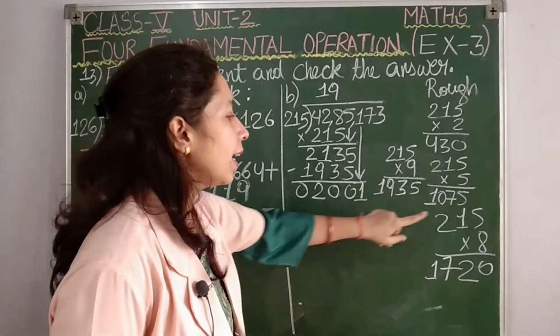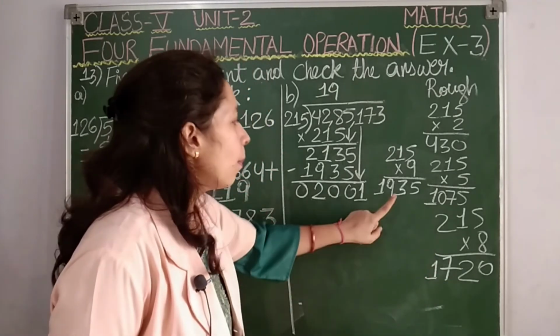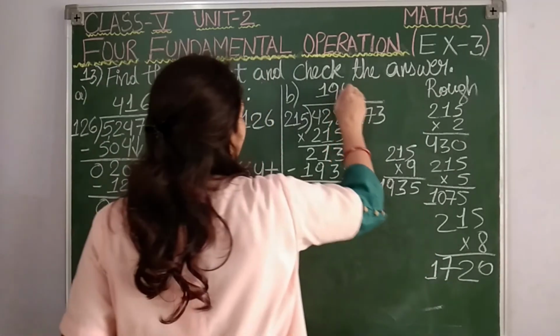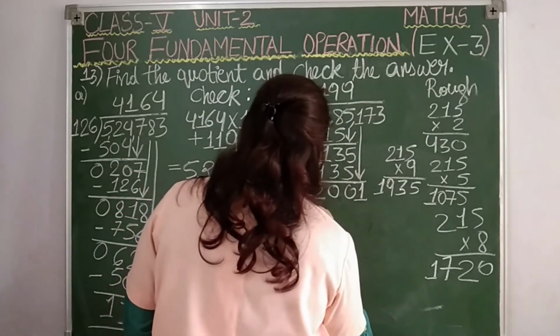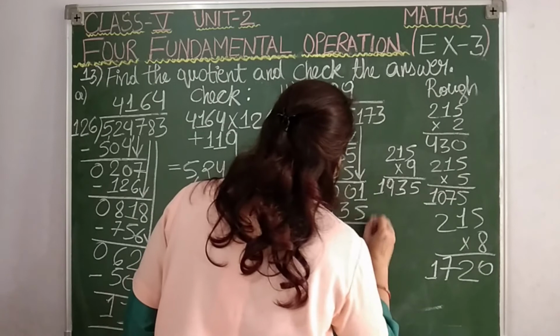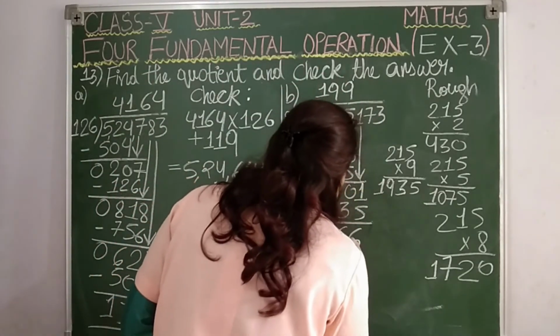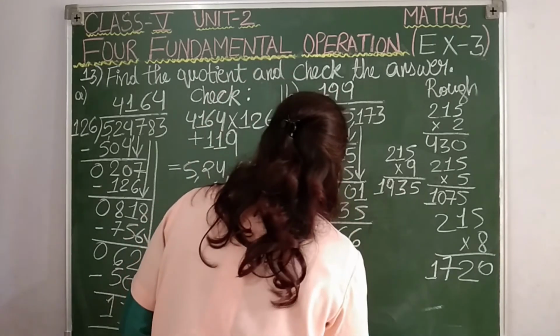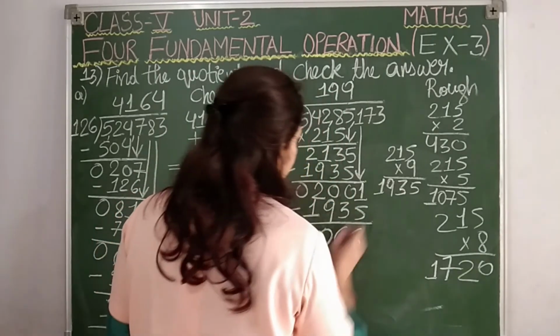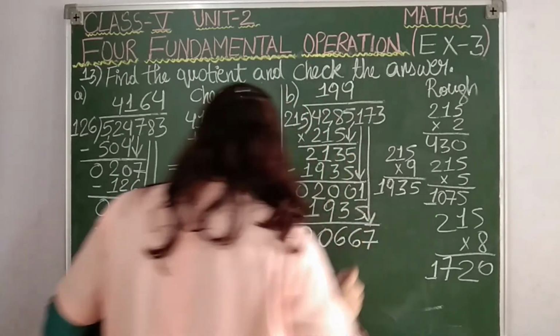That means again here I can't multiply 215 with 8 because then I'll get less than it, but I can again take it with 9. 215 9s are 1935. Let us subtract students. 11 minus 5, 6. Here 9 left, 9 minus 3, 6, again 9 left, 9 minus 9, 0, 1 minus 1, 0. Now we will take down 7, that means 667.